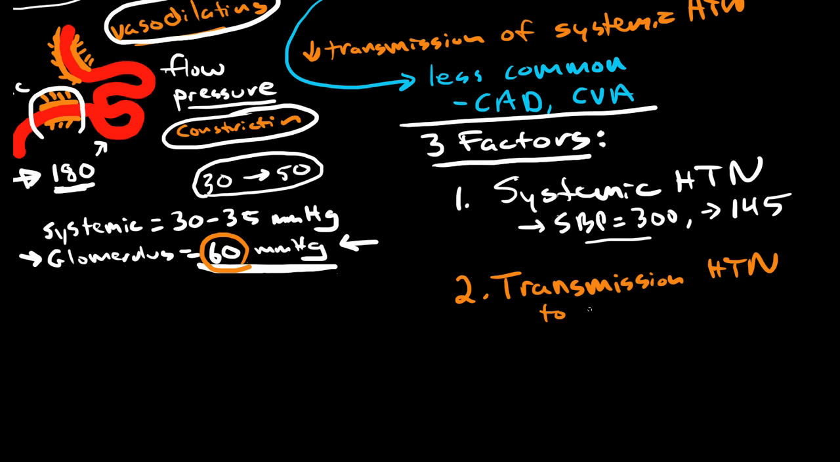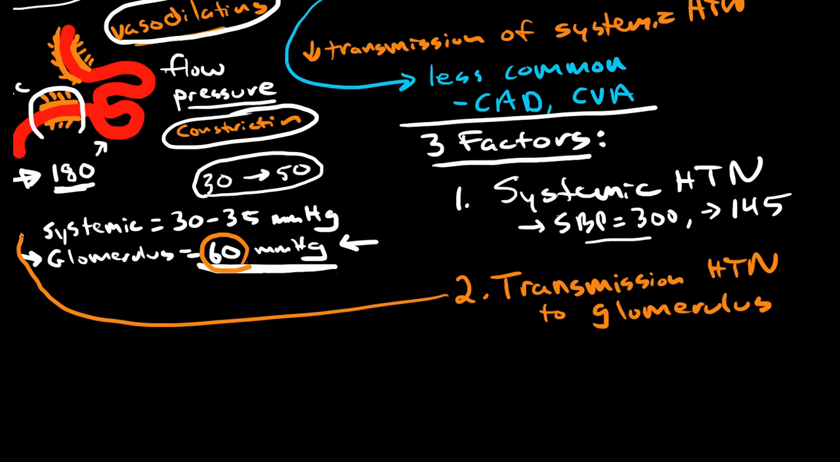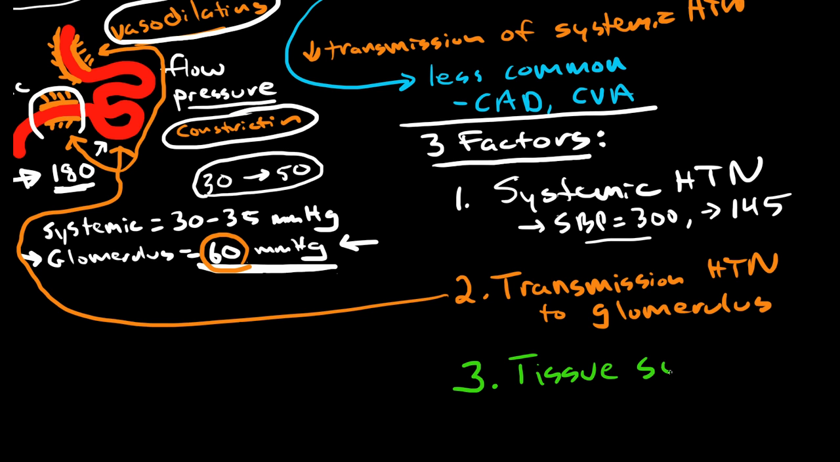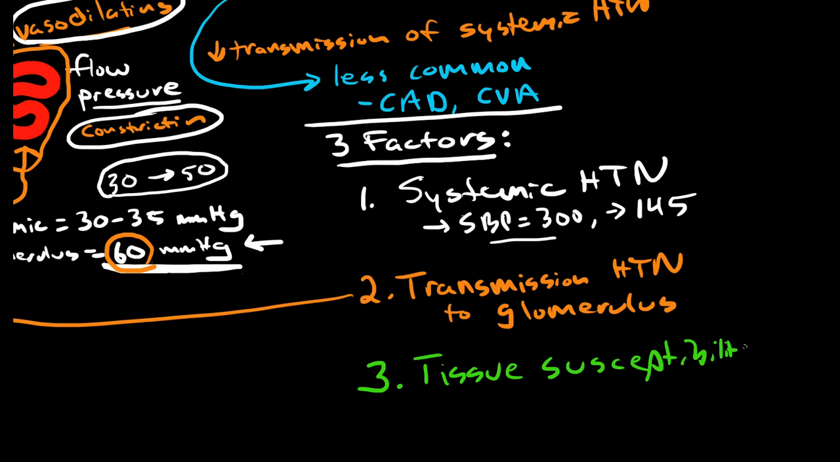to the glomerulus. And this really is a variable that relates to our body's ability to maintain a steady pressure in the glomerulus by appropriately dilating and constricting the afferent and efferent arterioles. Now the third variable is the tissue susceptibility to damage. To barotrauma, I should say.